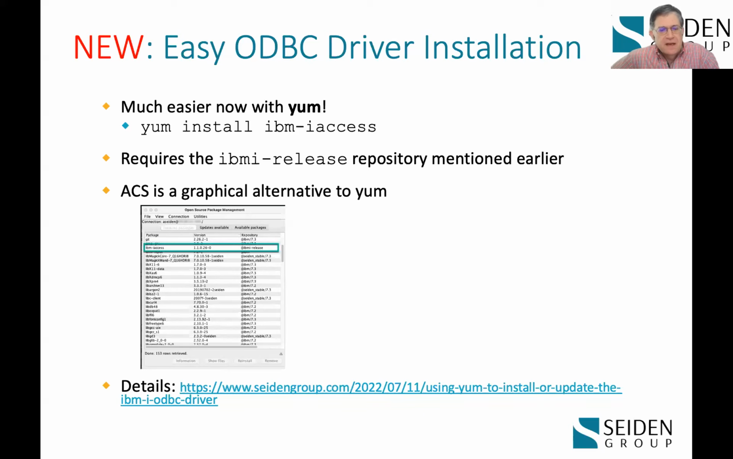And remember before I said you need to install the new IBM repositories, and this is an example. You need the IBM i release repository to get these new things, or else you'll kind of be stuck in the past. The slide before mentions how to do it. You can also install through ACS. This screenshot shows that IBM iAccess. We have a blog post with details on how to get this set up.